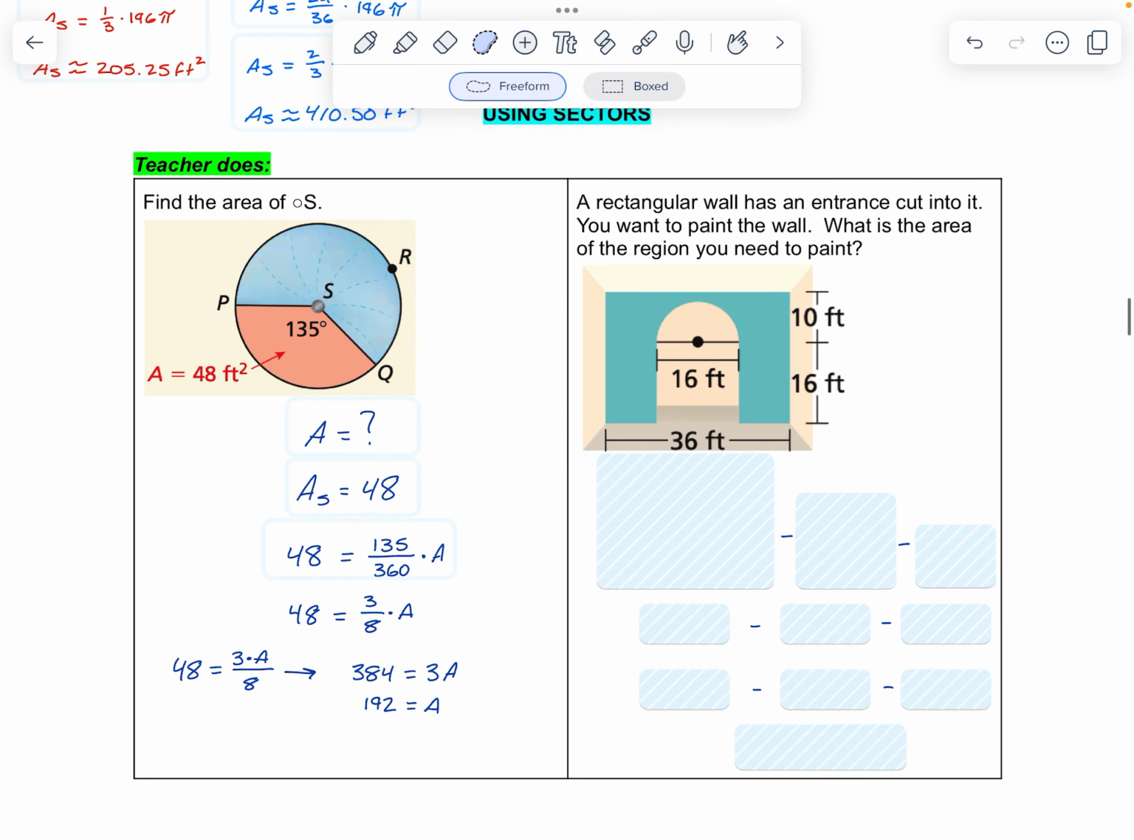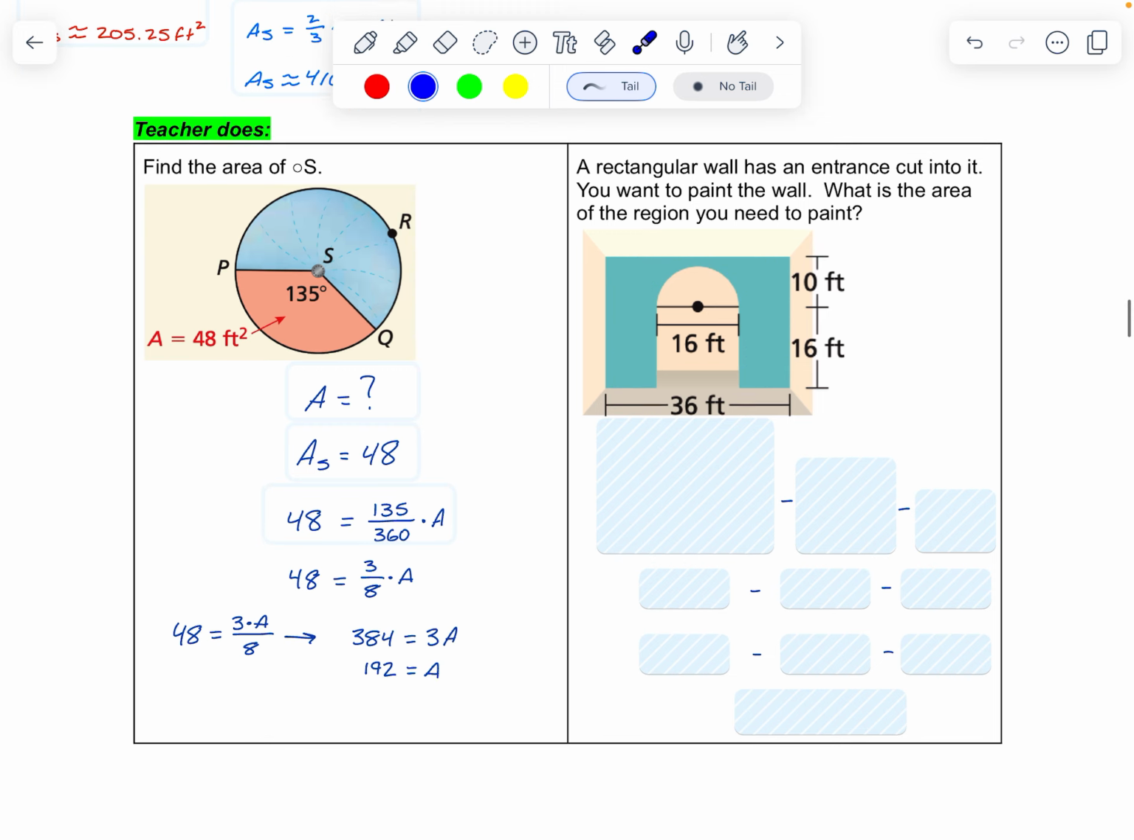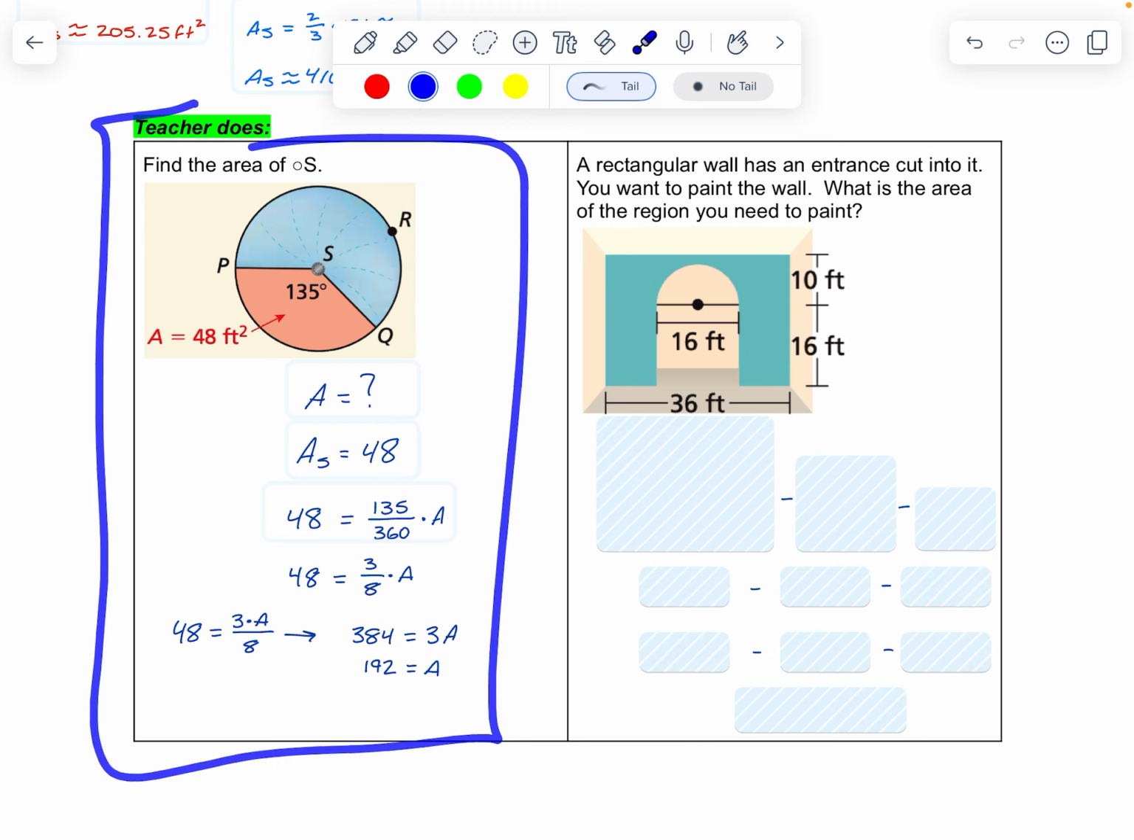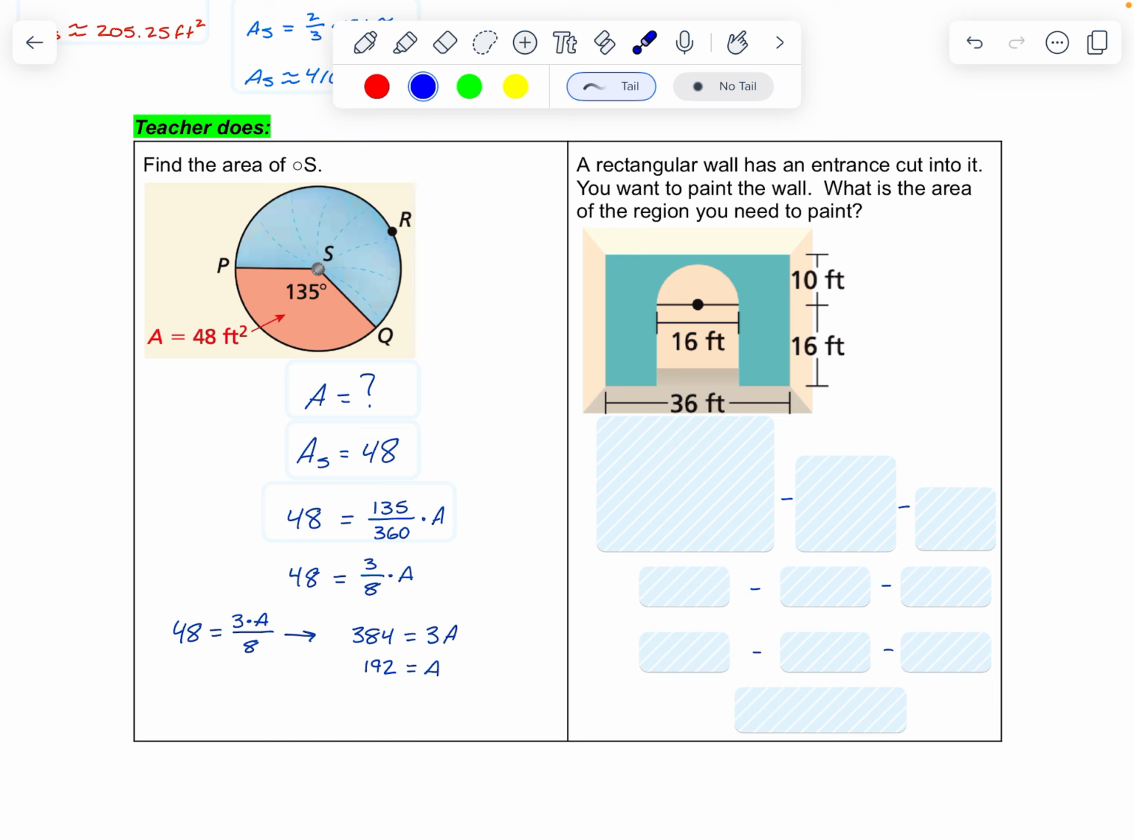I want you to try the next one. Give it your best go. I want to find the area of this region that I have to paint. There is a circle involved. Just give it a try. Humor me while I go through and make sure that I actually did this problem right before I have to remake this whole video.